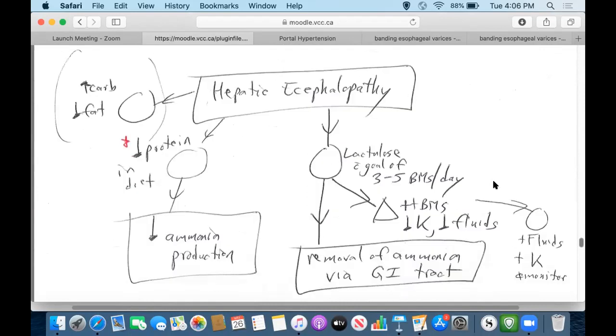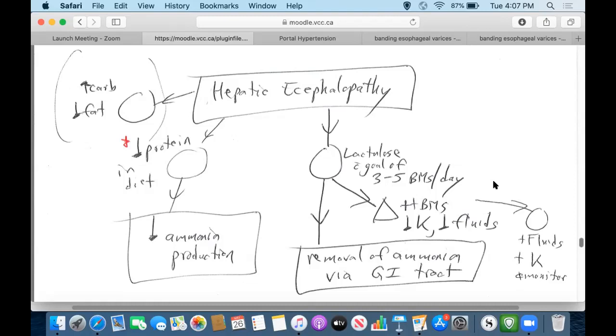So here's a big one for you. How do we get rid of this excess ammonia that's circulating? We actually give lactulose. Now I know you think of lactulose as a laxative, and sure, it definitely is, but that is not the purpose of it here. In fact, when the order is written for lactulose, it'll say, give lactulose for a goal of 3 to 5 bowel movements a day. If it says that right in the MAR, then we're not giving this for constipation. We're giving this because the patient has increased ammonia levels, and we're trying to remove ammonia through the GI tract.